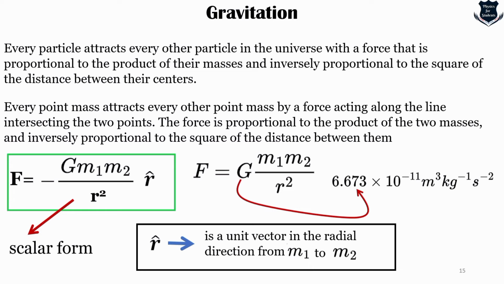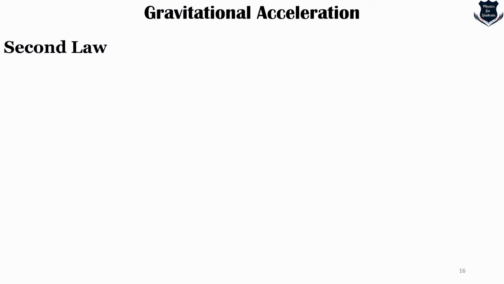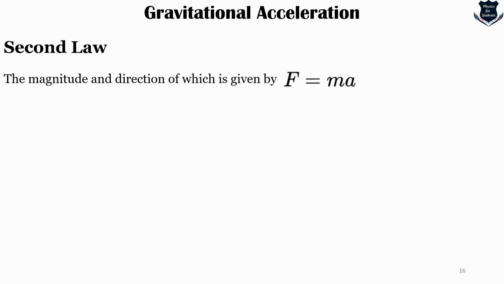Although the law refers to point masses, it can be shown that spherically symmetric objects behave gravitationally as if all their mass is concentrated at a central point. We're not going to look much into that. Rather, from gravitation, we now move into what is called gravitational acceleration. Right, so we move ahead with the second law, the magnitude and direction, which is given.